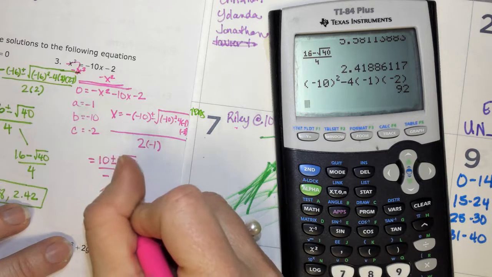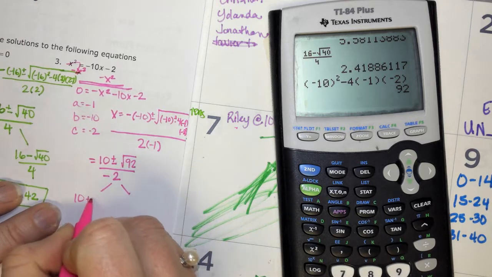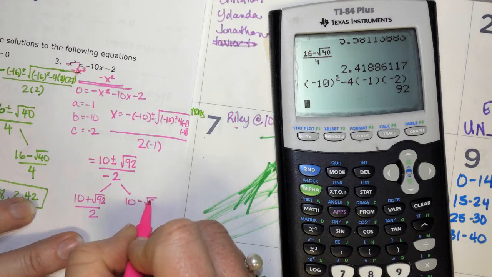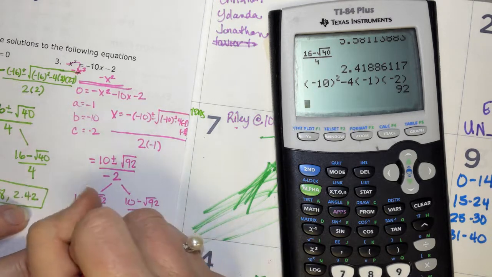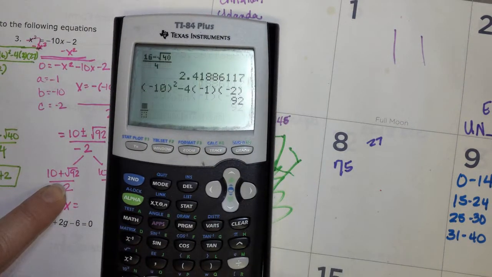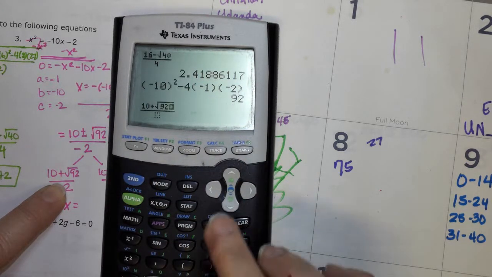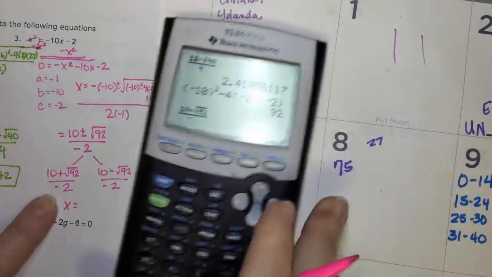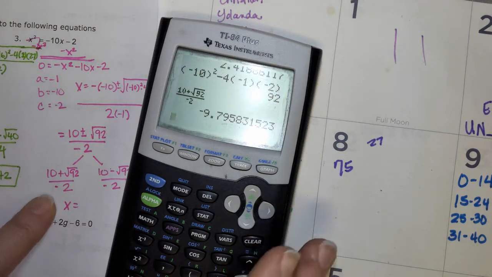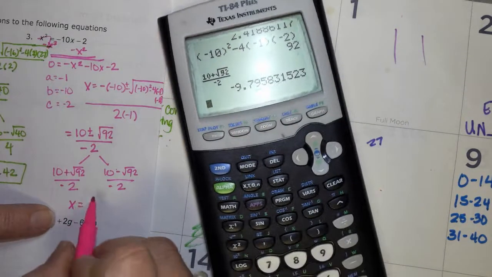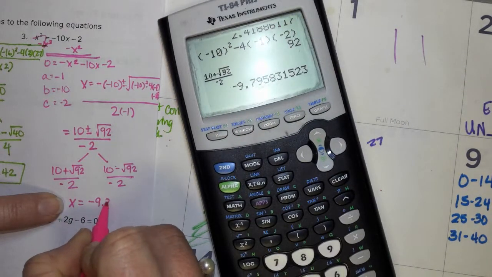Okay, so now when I break them up, I have 10 plus the square root of 92 divided by 2, and 10 minus the square root of 92 divided by 2. So now my solution would be, we're going to start here. So 10 plus the square root of 92 divided by negative 2. And I'm going to round this to the nearest hundredths place, so that would give me negative 9.80.